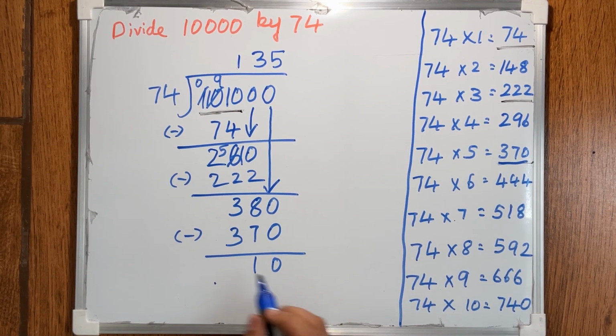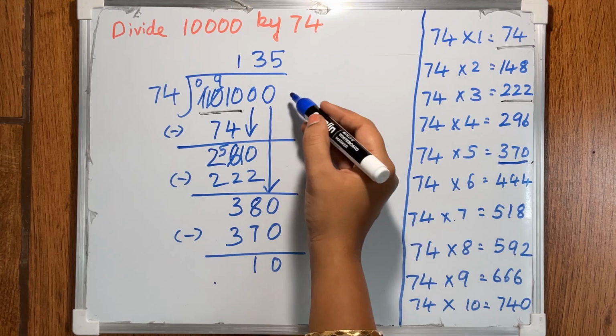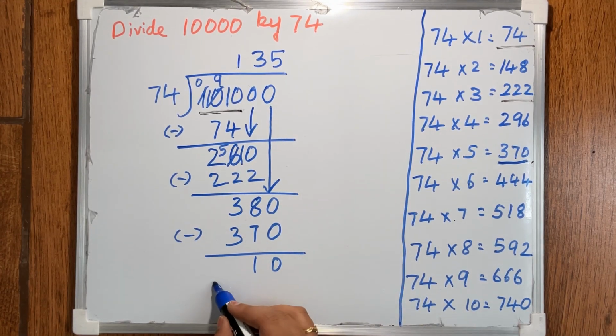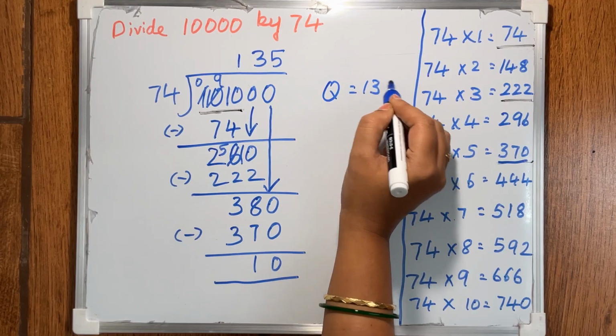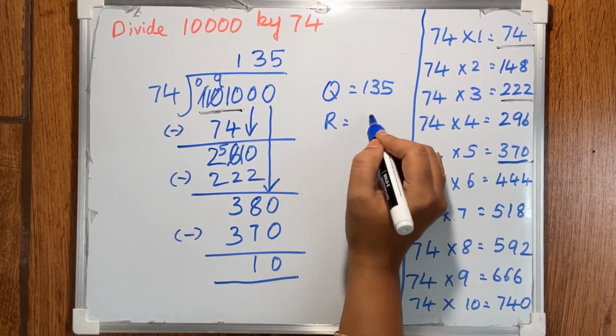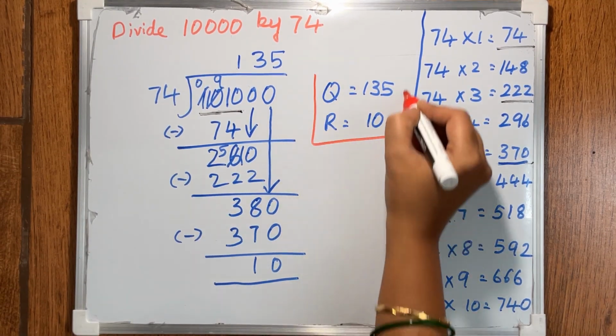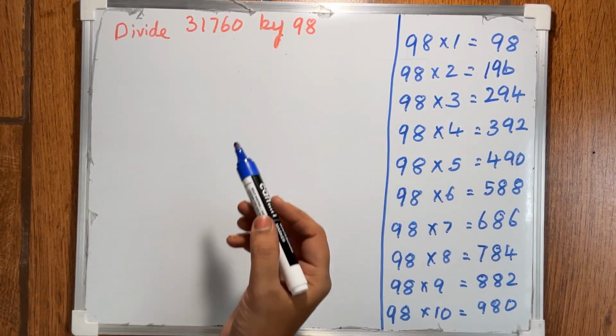So can we divide 10 by 74? No. Are we having a next digit to bring down? No. So hence the quotient is equal to 135 and the remainder is equal to 10. Let's solve another problem.